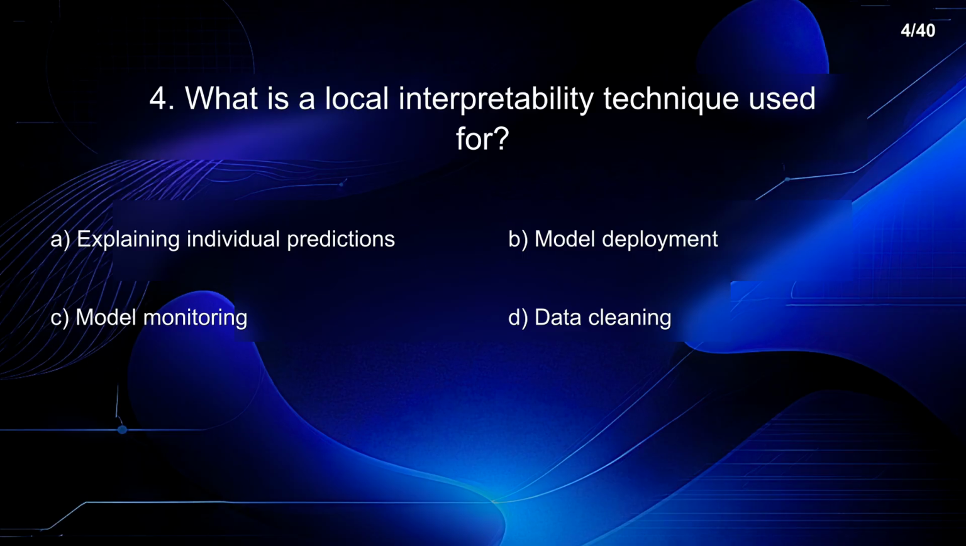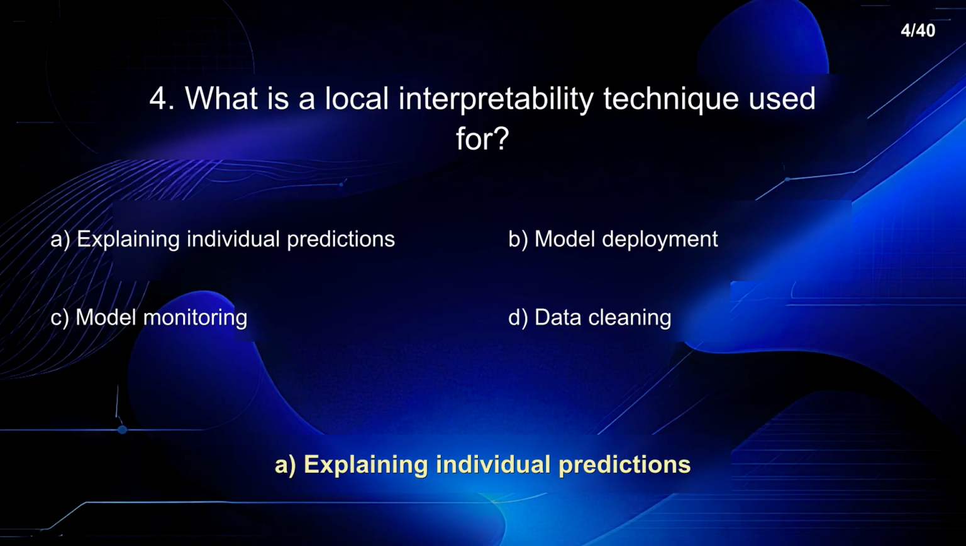Fourth question. What is a local interpretability technique used for? A. Explaining individual predictions. B. Model deployment. C. Model monitoring. D. Data cleaning. Correct answer is A. Explaining individual predictions.